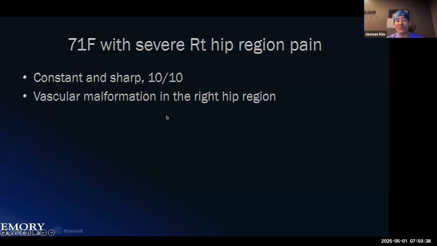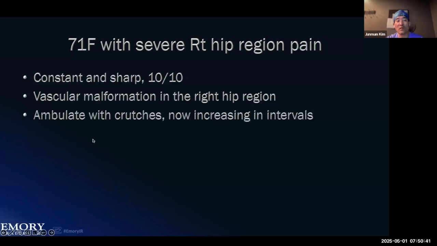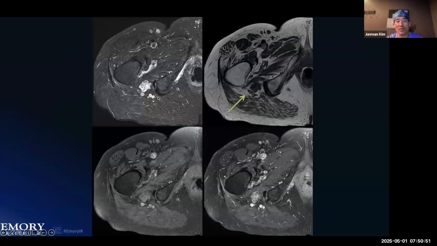MRI shows a vascular malformation in the right hip region. Because of the severe pain, she ambulates with crutches, now increasing in intervals. She also has numbness and tingling of the right lower extremity. Look at the MRI. There is a vascular malformation right next to the sciatic nerve. This is the sciatic nerve.